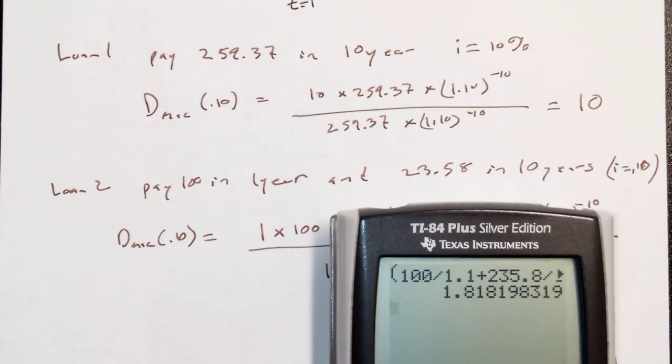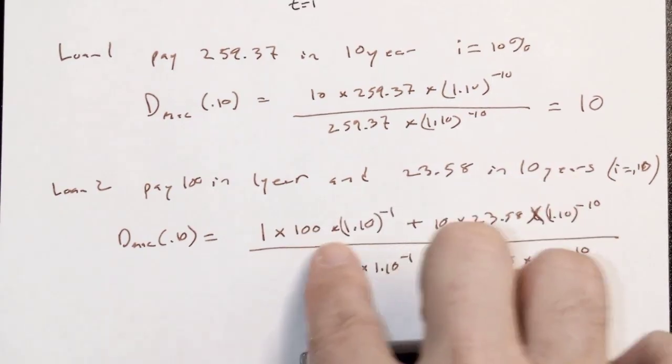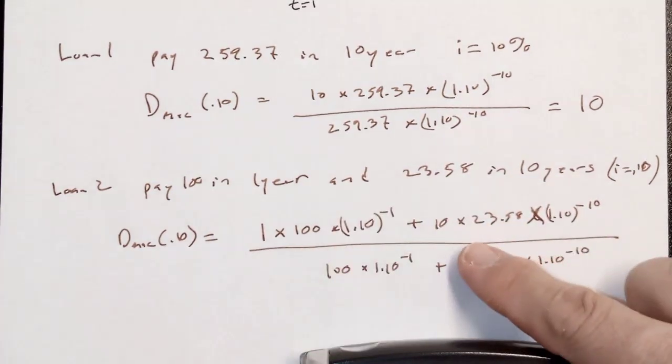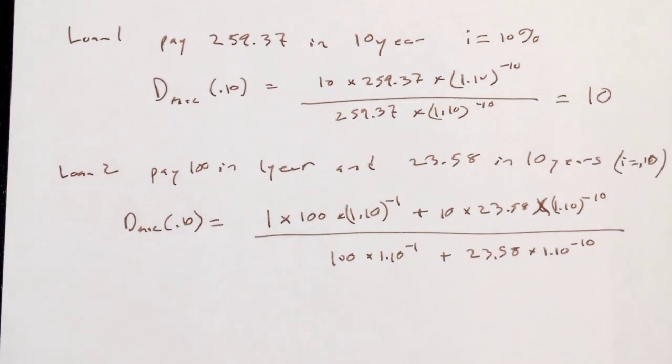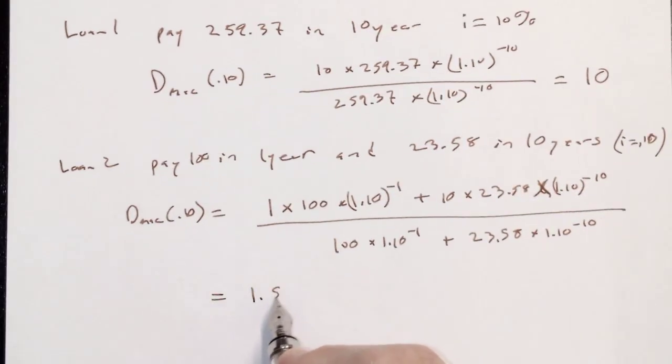I like that. That's what I got as well. 100 divided by 1.1, 235.8 divided by 1.1 to the 10th. Yeah, that's exactly what we have. But notice that's a lot closer to 1 year than it is to 10 years.